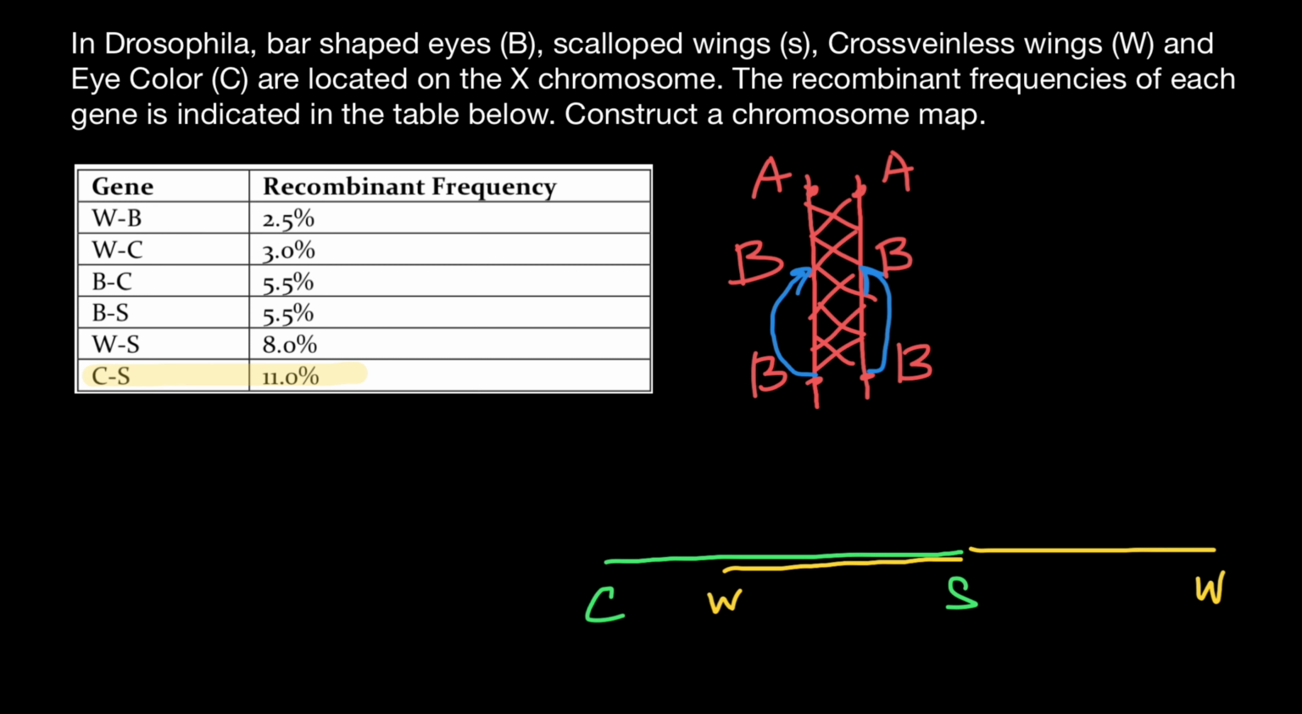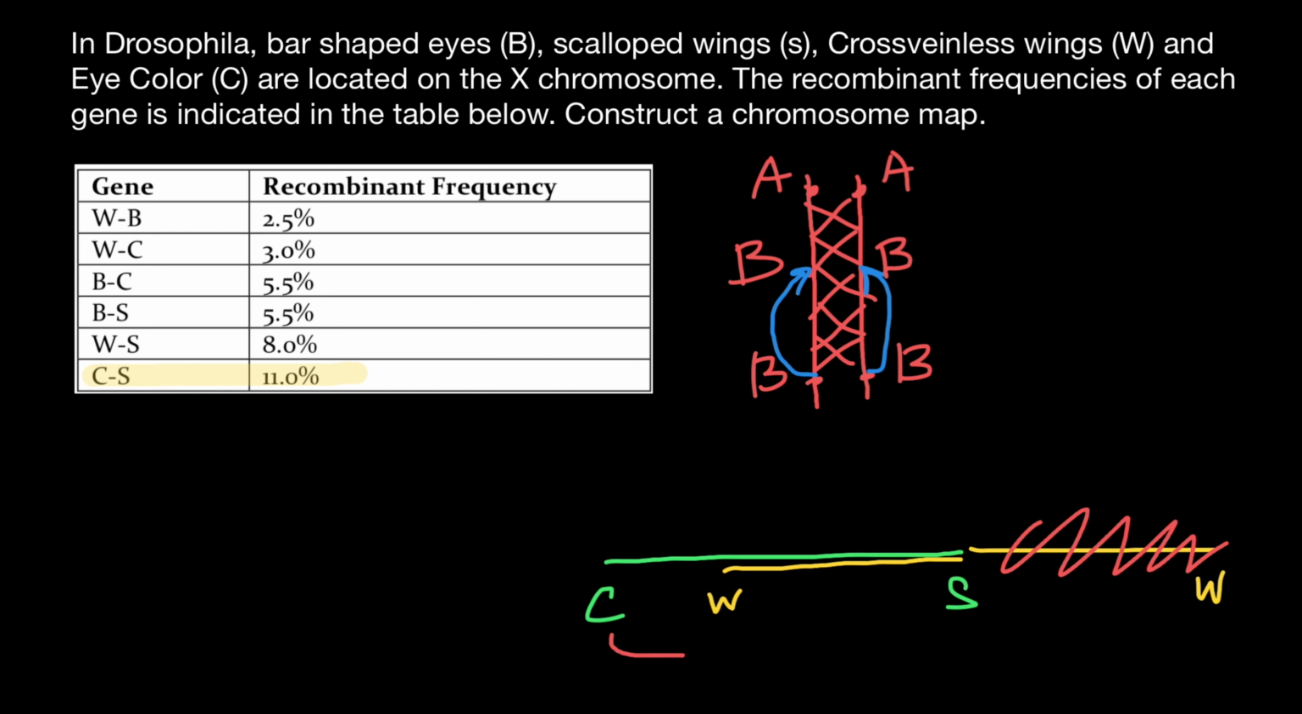We will be able to choose the correct answer if we find in our table the distance between gene C and W. Do we have such a fragment? Yes, C and W, 3%. So this would be the correct position and not this one. So we can cross out this variant. This is not going to be the correct variant.